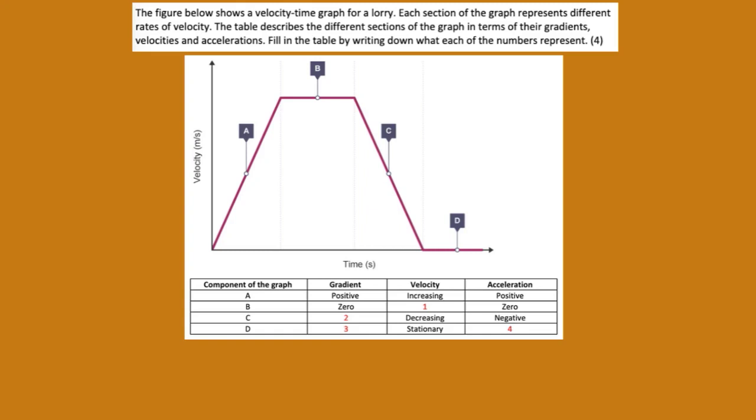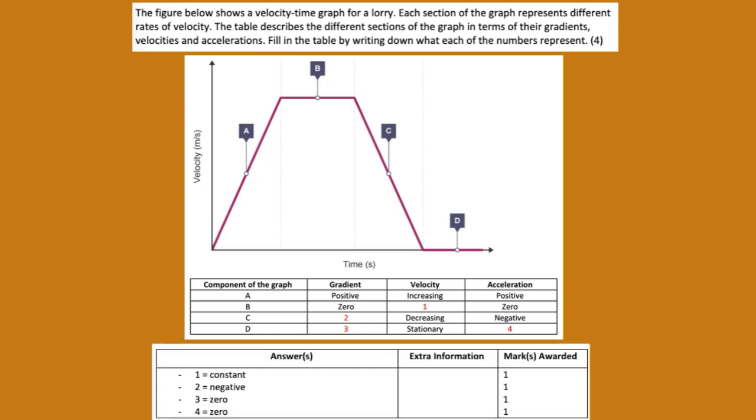The figure below shows a velocity time graph for a lorry. Each section of the graph represents different rates of velocity. The table describes the different sections of the graph in terms of their gradients, velocities, and accelerations. Fill in the table by writing down what each of the numbers represent, for 4 marks.